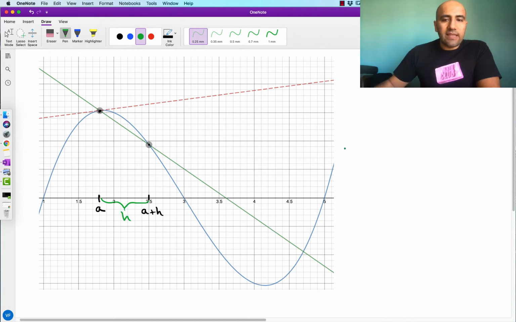And so we're interested in letting the limit as h goes to 0, right? We want this gap to go towards 0. As the gap between the two input values gets smaller and smaller and smaller, then this point here will travel along the function, right? So this blue one here is the function, let's call it f of x.